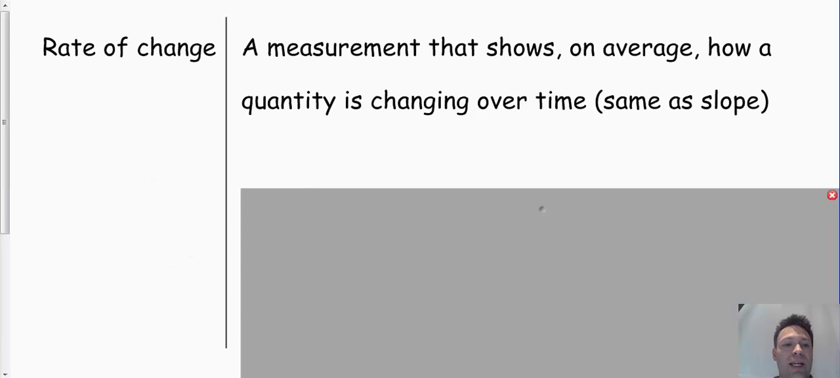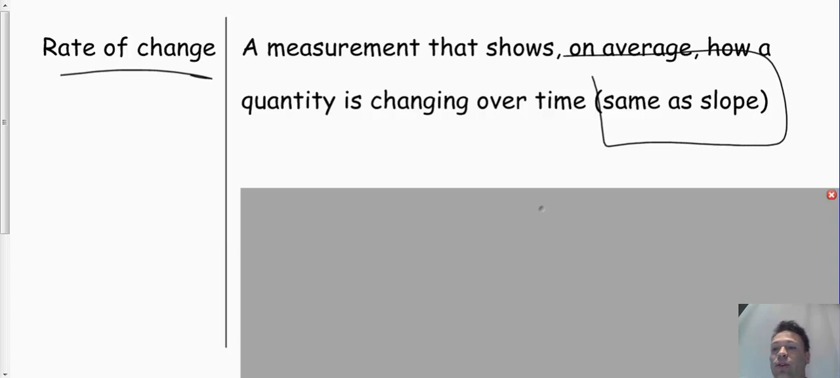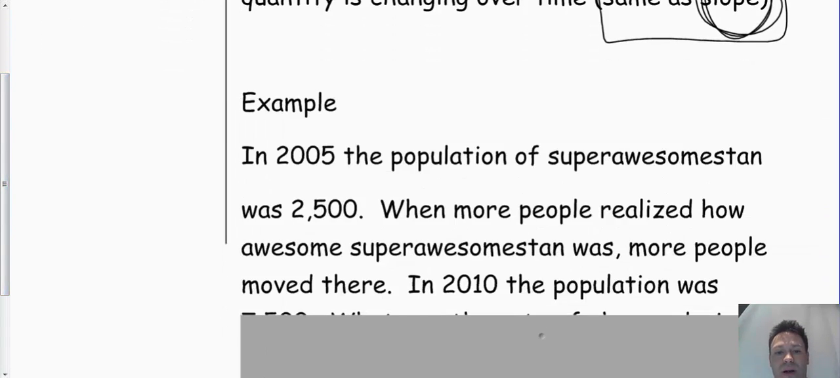All right, moving on. Next thing you're going to hear about is this thing called rate of change. All it is is a measurement that shows, on average, how something changes over time. What it really comes down to is that it is slope. Rate of change is a slope. So, let's get into an example real quick. Let me just get rid of this, and we'll go down.